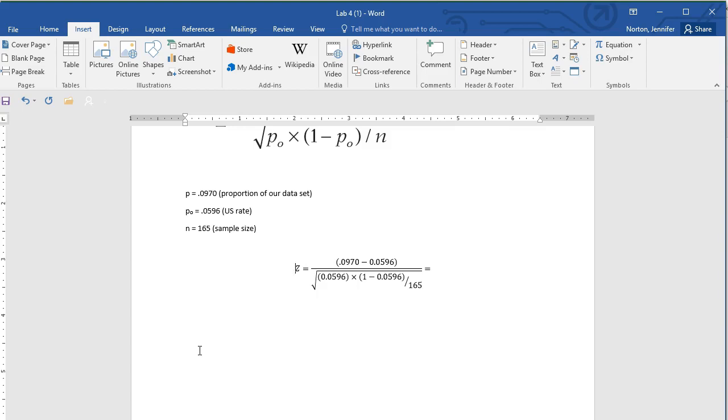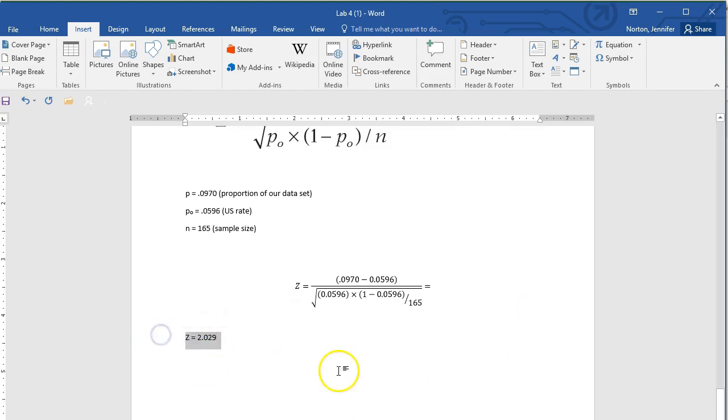You should get a calculation, your Z, should equal something close to 2.029. Depending on how far out you hold your decimal place, or how far out after the decimal place you round, you should get a Z somewhere close to this.